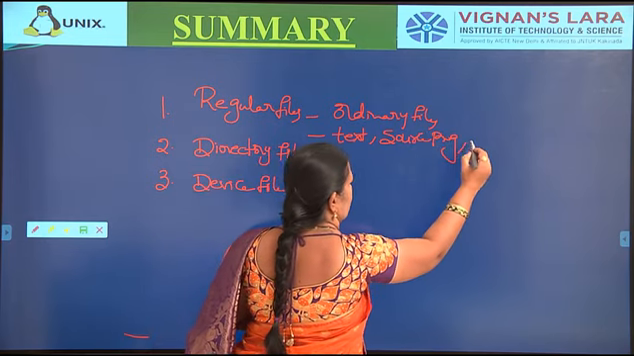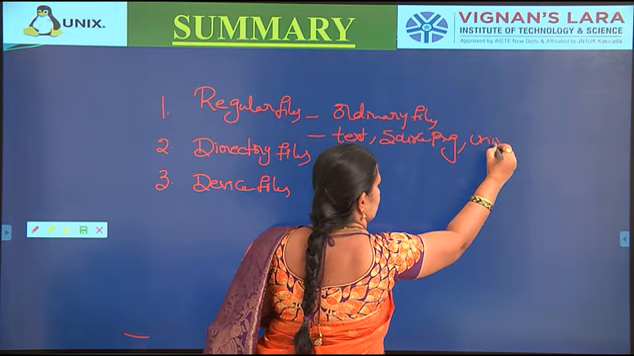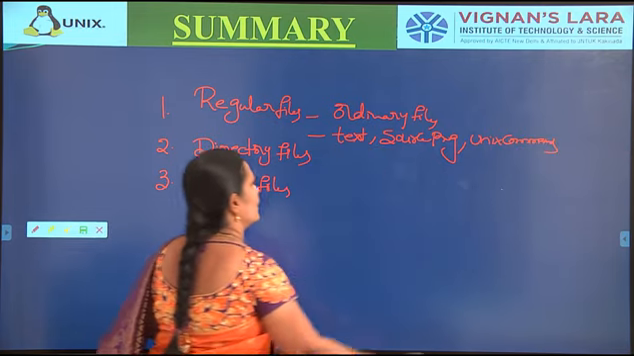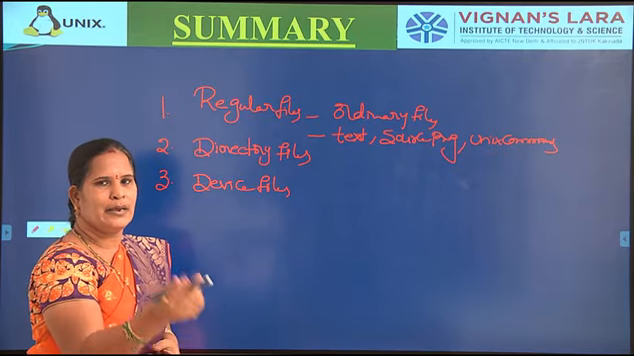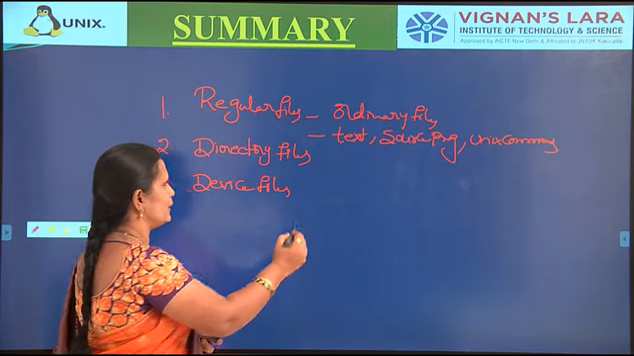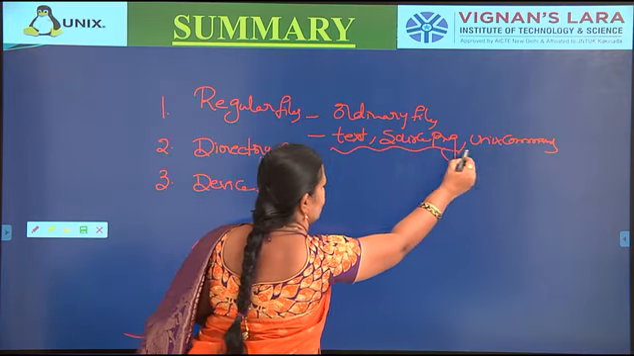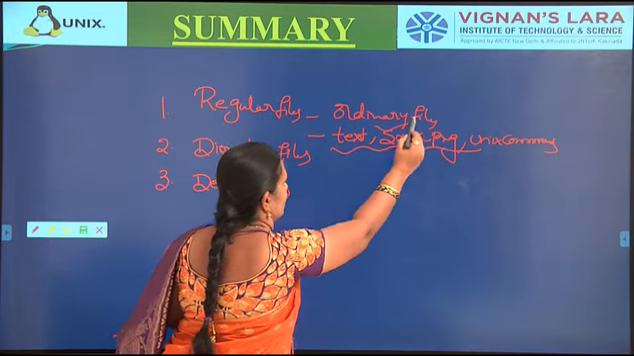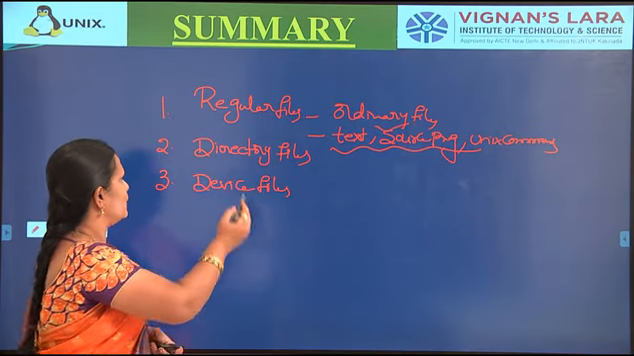Next, Unix commands. A file which contains text is treated as a regular file. A file which contains a source program is treated as a regular file. A file which contains Unix commands is also treated as a regular file. All these are treated as regular files. These regular files are also known as ordinary files. Okay, these are the examples of regular files.